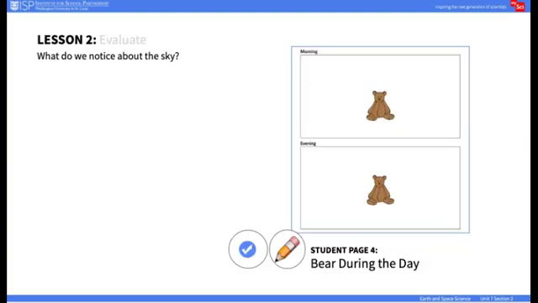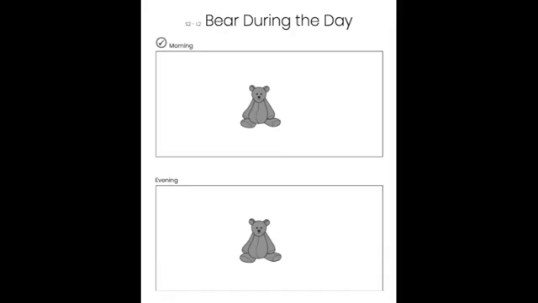In the Evaluate portion of the lesson, direct the students to student page 4, Bear During the Day. Ask them to draw a picture of the day sky and of the bear's shadow at 2 different times of the day. If needed, students can use the plastic bear and flashlight manipulatives to help them create their drawings.